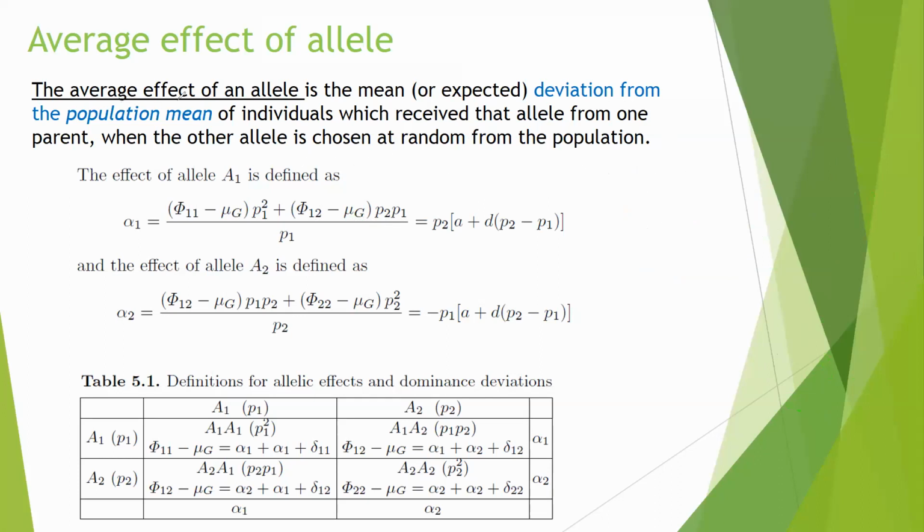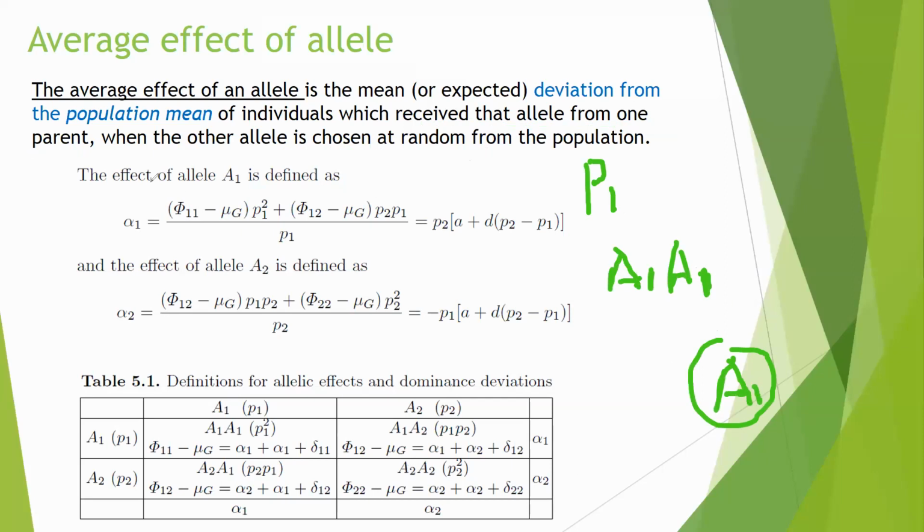So the average effect of an allele is the mean or expected deviation from the population mean of any individual which already received that allele from one parent, but the other allele can be randomly chosen from the population. What does that mean? Why do we need this? This is very useful in breeding. Suppose you have a parent of genotype A1, and this parent can only produce gametes with the A1 allele.